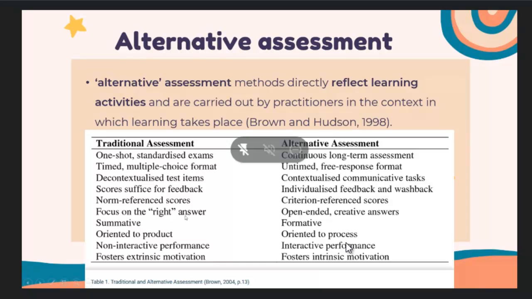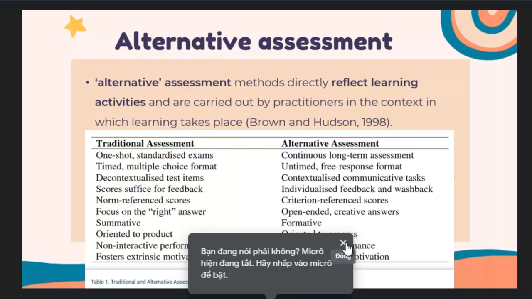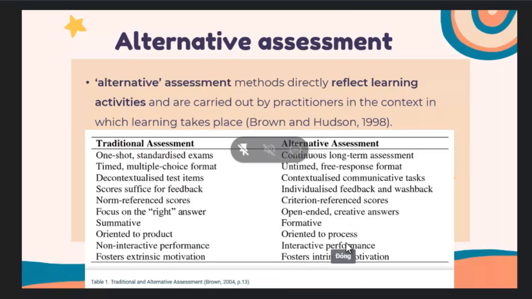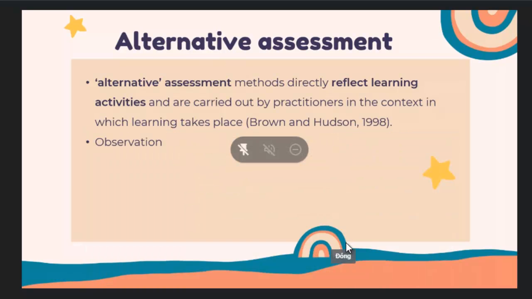However, traditional assessment is based on norm-referenced scores, which means a student's performance will be compared to that of other learners in class. And the other kinds of information in the table, I think they are quite familiar to us because we have met this information in the subject of testing. So we will move on to how we can conduct alternative assessment in our classroom.